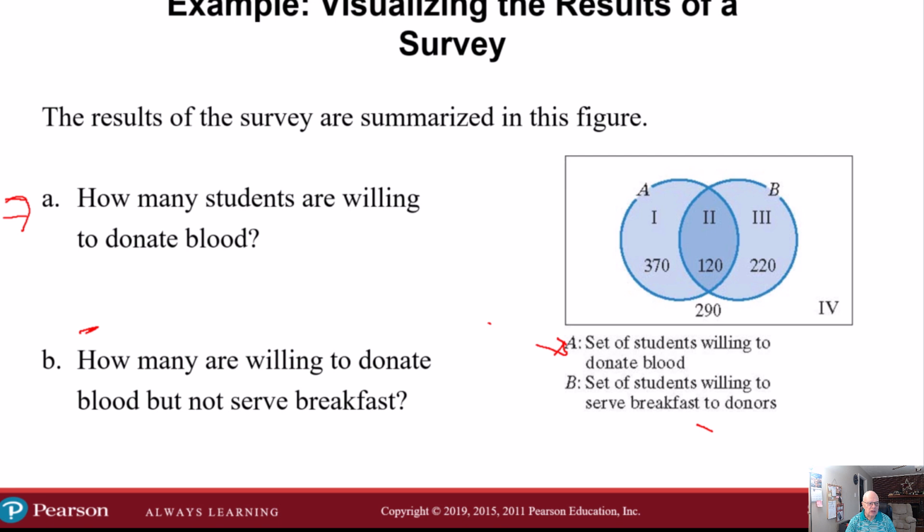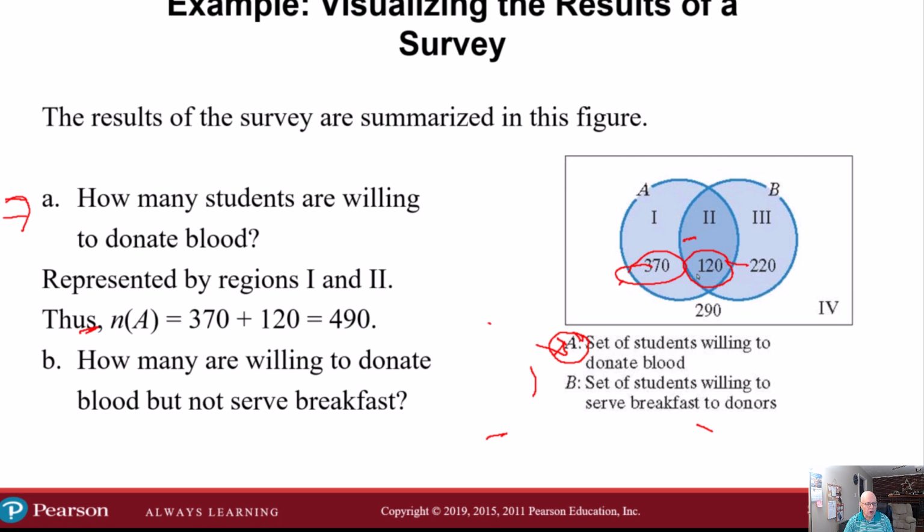Now, how many students are willing to donate blood? Well, we're talking about set A. So how many people? Well, remember, we have regions here. We've got 4 different regions, and we're talking about the ones that are in set A. Well, there's 2 regions. 370 and 120 are both in set A. So add those 2 together, and 490 students are willing to donate blood.